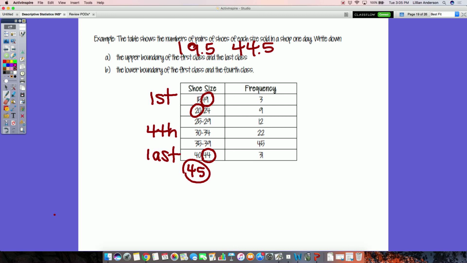Lower boundaries work in the same way. To find the lower boundary of the first class, you take the lower limit of your first class and then the upper limit of the class before it. Now there's not one, but if there were, what would that number be? 14. And you do the same thing. You take the average. What's the average between 14 and 15? So it'd be like the upper boundary of one.